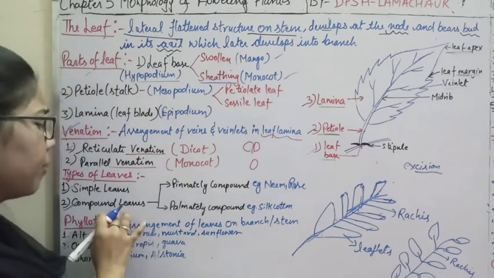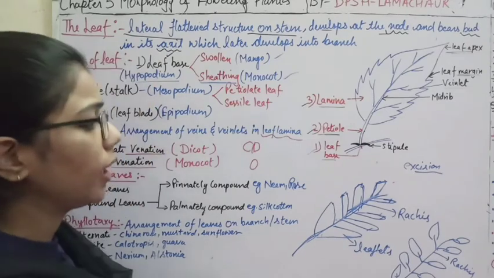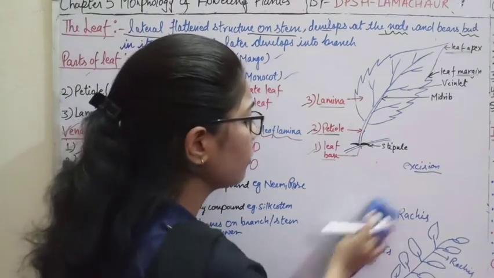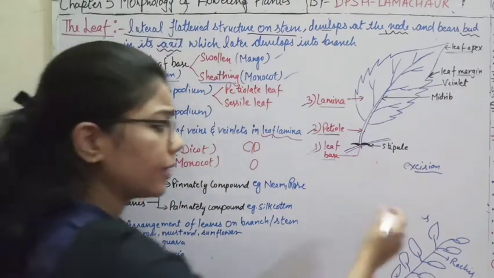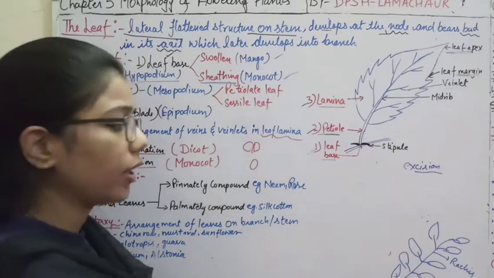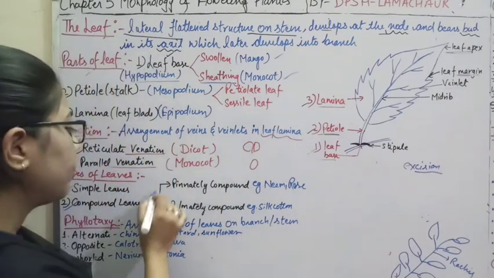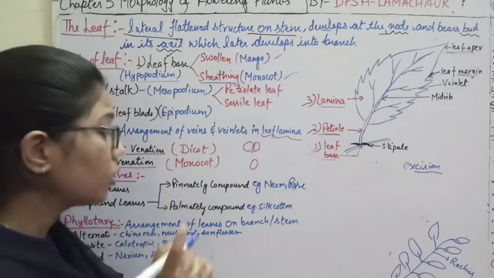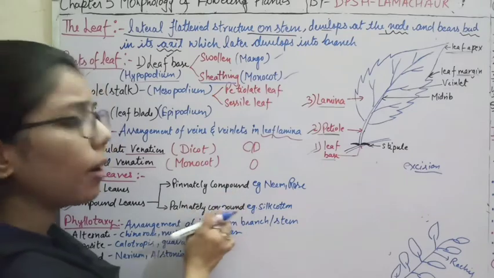Now this compound leaf, again we have divided. I am rubbing this diagram. So what is happening? When the excision reaches up to the midrib, and the midrib transforms into the rachis, it will become the compound leaf. So on the basis of this, we have divided it into two parts. What are they? Pinnately compound and palmately compound.